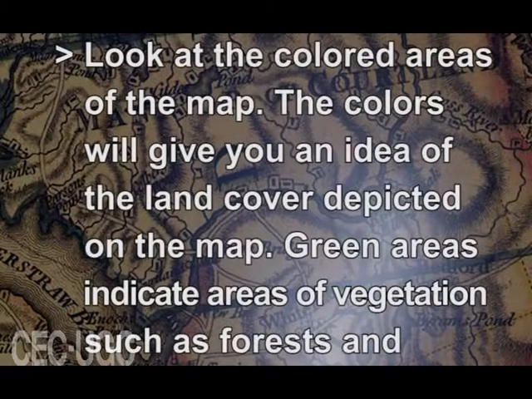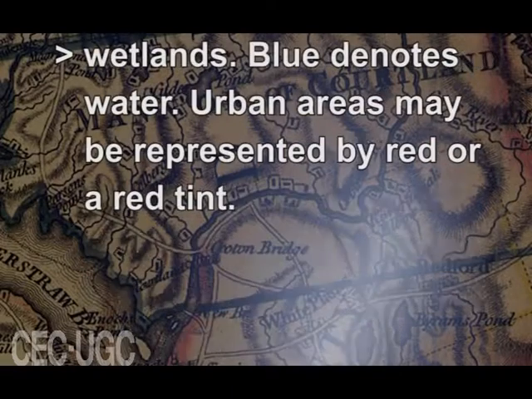Look at the colored areas of the map. The colors will give you an idea of the land cover depicted on the map. Green areas indicate areas of vegetation such as forests and wetlands. Blue denotes water. Urban areas may be represented by red or a tint of red.